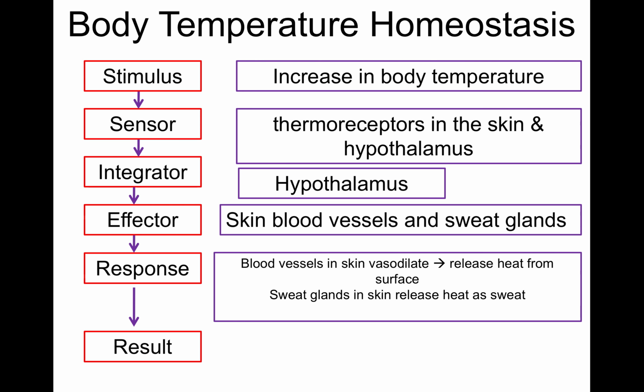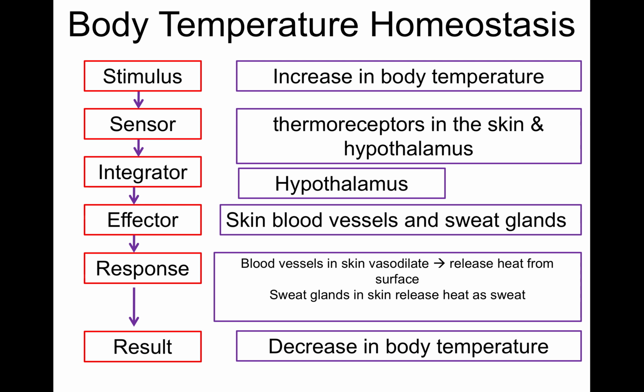So you can release more heat through the process of radiation. So you turn red basically. And you start to produce sweat using sweat glands to basically cool yourself down. If this process happened correctly, then your result would be a decrease in body temperature.